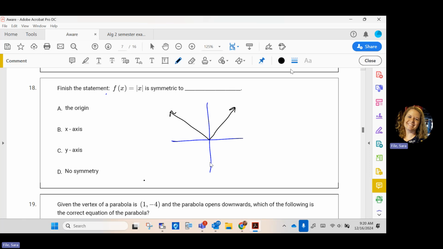There's the parent function. What line could I fold that over and it would be symmetrical?